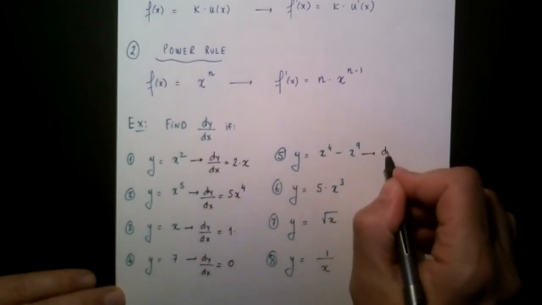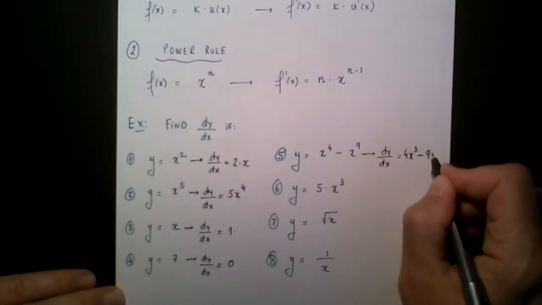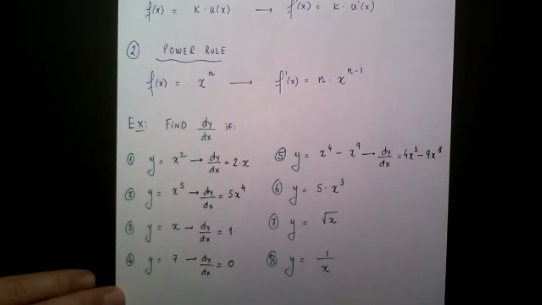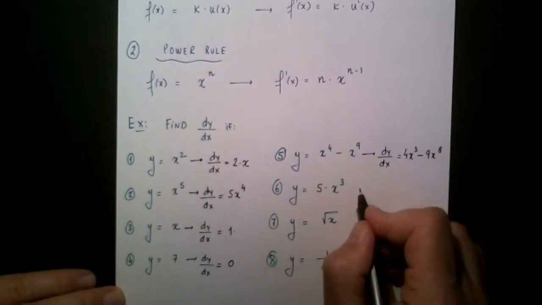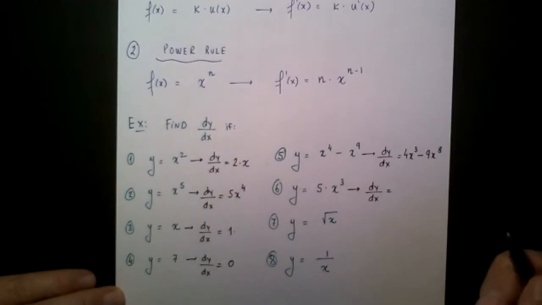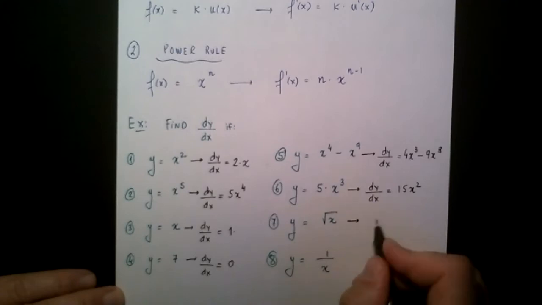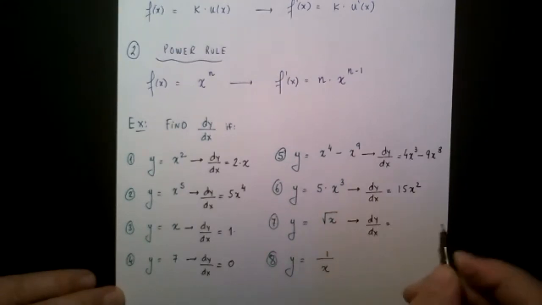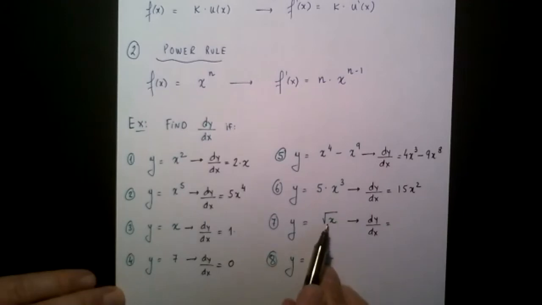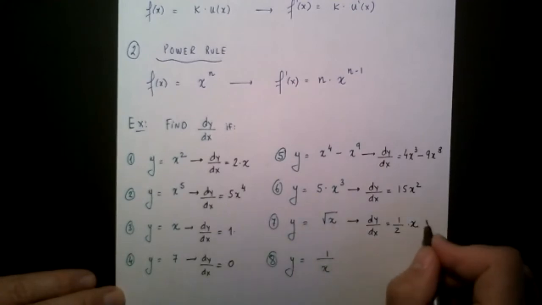This one here, dy/dx is what? 4x^3 minus 9x^8. Is that okay? Okay. Number 6, dy/dx is what? 15x^2. 15x^2. And number 7, dy/dx is, so this is like x to the power of 1/2, right? So it's 1/2 times x to the power of 1/2 minus 1, which is minus 1/2.